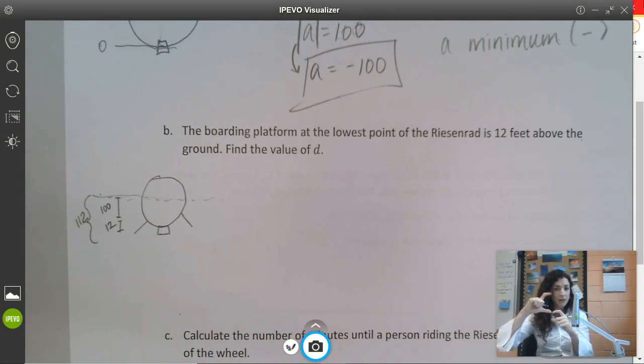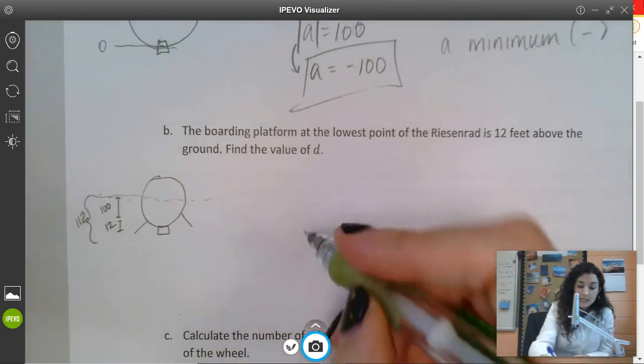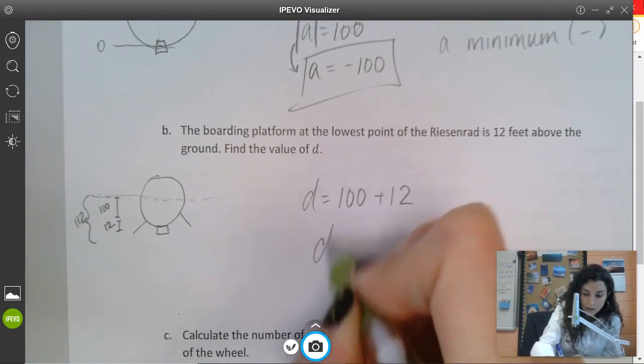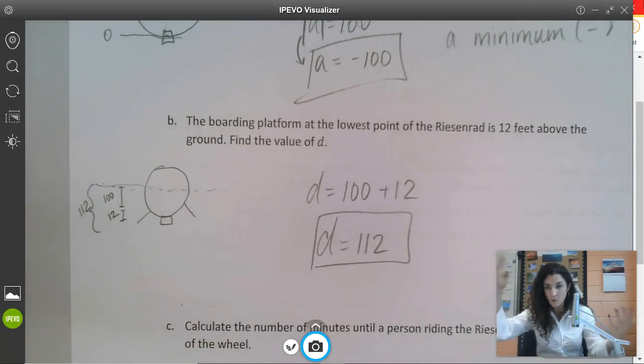And so we're not actually fluctuating between 0 and 200, right? You wouldn't scrape the bottom of the floor as the Ferris wheel goes around. You're actually fluctuating between 12 feet off the ground and 212 feet off the ground, that full diameter up. So D would be 100 plus 12. So D is equal to 112, and this one is positive because we're above ground. Our height is positive.